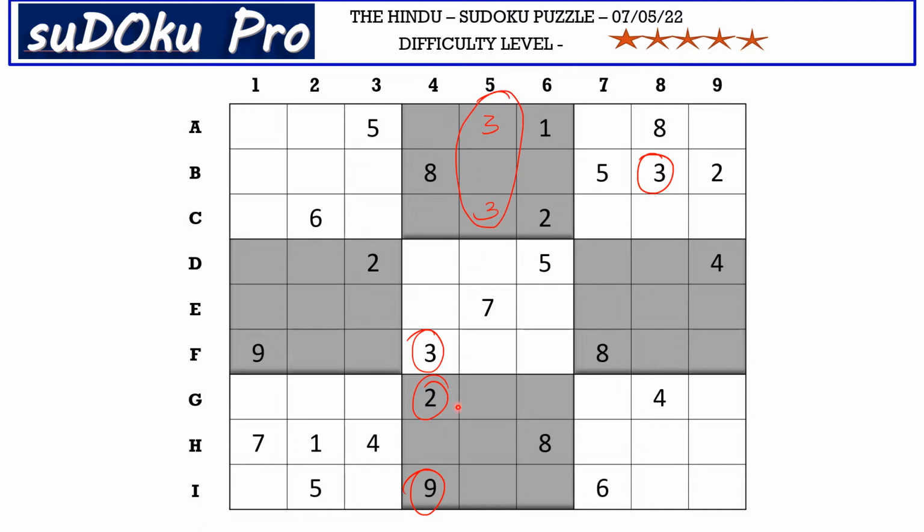So these 2 cells are blocked by 2, 3 and 9, and in H row there are 3 empty cells left. So 2, 3 and 9 goes in these 3 cells. So let's mark it with 2, 3 and 9. Now there is a 3 here, so H8 takes 2, 9. There is a 2 here in 9th column, so H9 takes 3, 9.